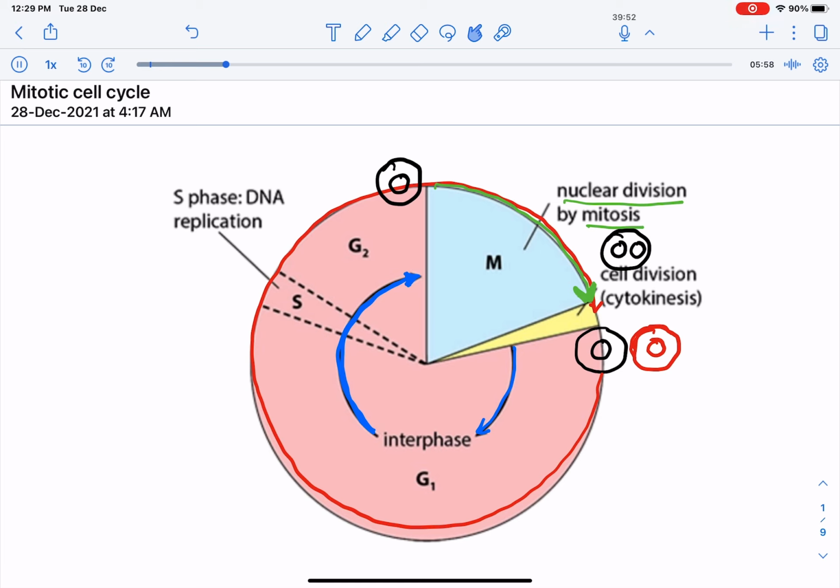And then it undergoes the third phase. This is the first phase, from here to here, an interphase. The second is an M phase. And the third is cytokinesis. At the end of cytokinesis, the cell is divided into two cells. So this is how the cell undergoes a series of events during this whole cycle.